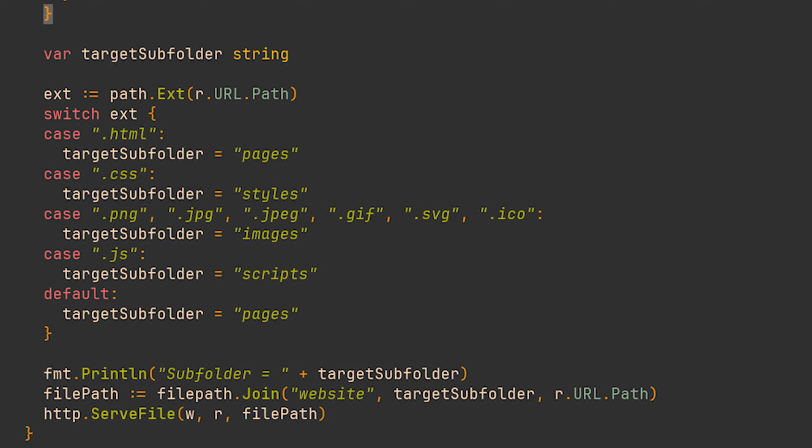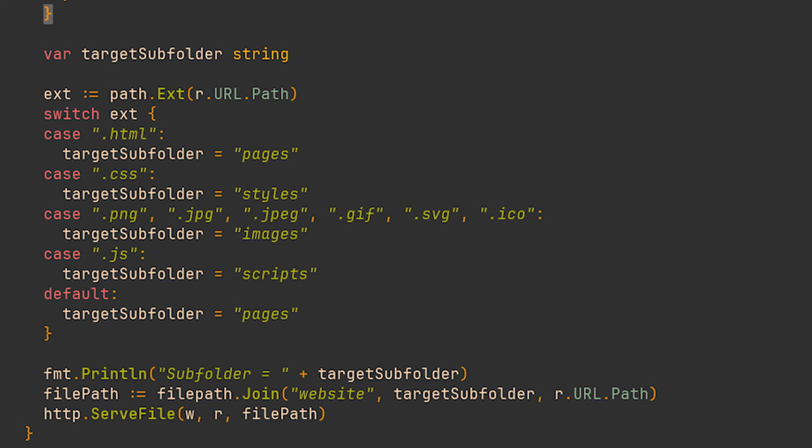For HTML files, it will be the pages subfolder. For CSS files, the styles subfolder. For all kinds of images, it will be the images folder. And for JavaScript files, it's the script folder. And of course, if no extension is provided, it'll default to the pages folder again. The file path is then constructed of website, the target subfolder, and the URL path of the request.